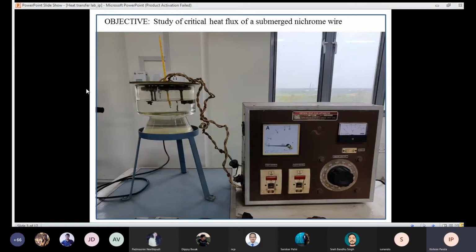So here, this is our equipment. I hope you can see; there are some things that you can still see. There are a few more figures, maybe that will help. Let's see. So our objective, as you know by now, is the study of critical heat flux of a submerged nichrome wire. This is water. So now let's see how the experiment works. What you can see is this thermometer that is dipped into the water, which has some specific characteristics. We'll talk about that a little later.